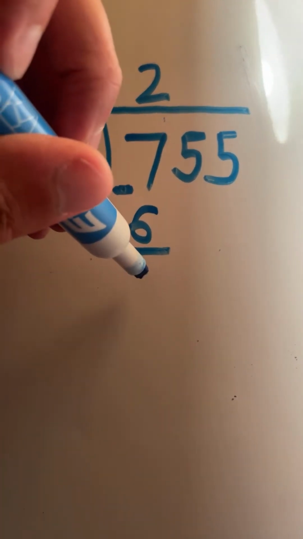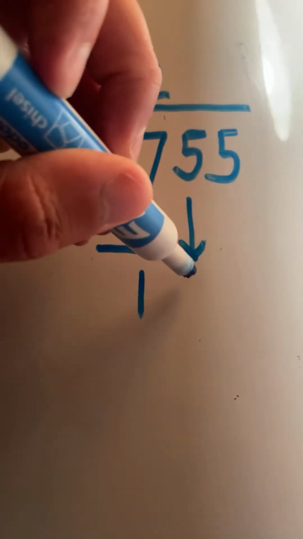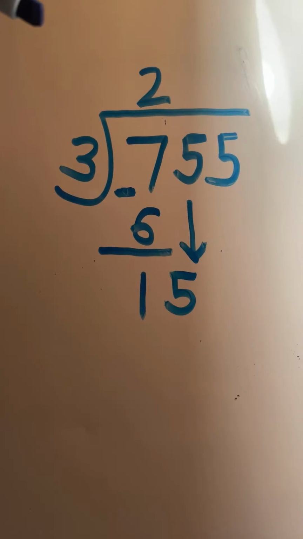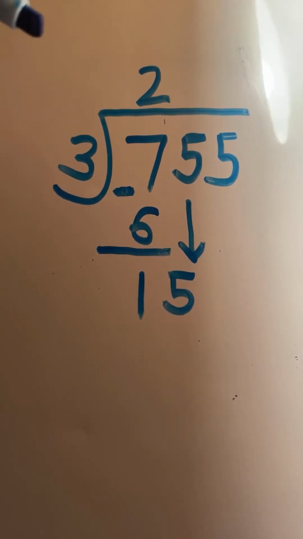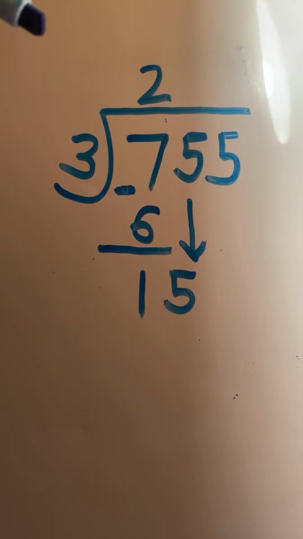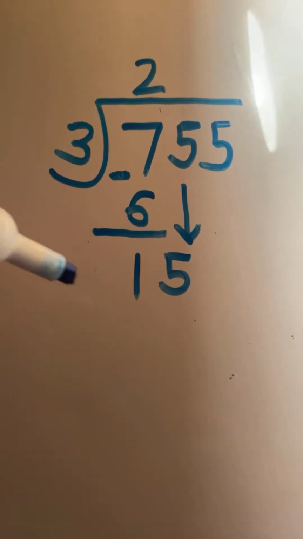Seven minus 6 equals 1. We have a remainder of 1. Next, we bring down the 5, and that 1 becomes a 15. Now we have to see how many groups of 3 go into 15.